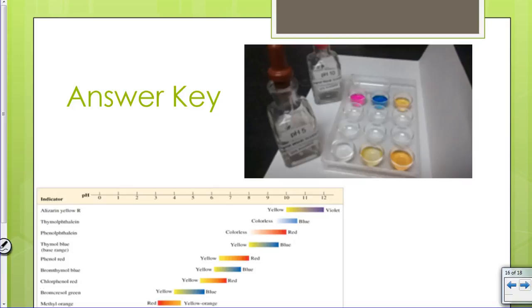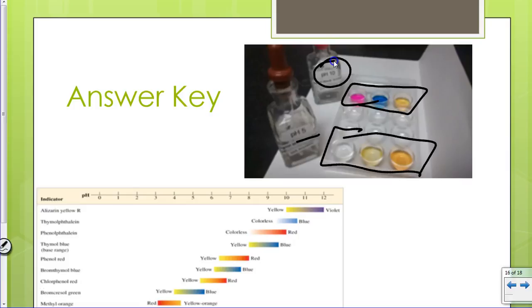Answer key. Super fuzzy. If you can read that, it says pH of 10. Confirmation, this line was a base. This one was a pH of 5. This guy was acidic. Now, was he very acidic at 5? No. But good enough to be called an acid.